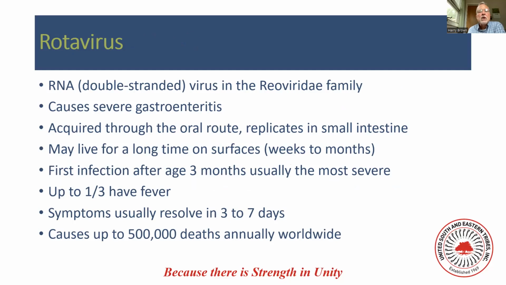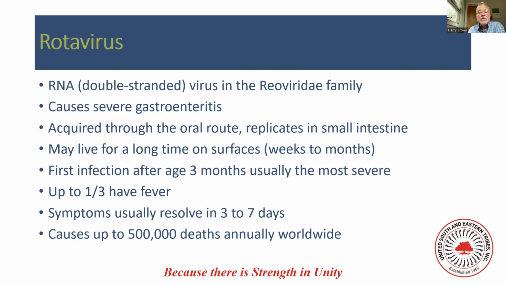Almost finished. Rotavirus, another RNA virus. You get it through the fecal oral route. Replicates in the small intestine, and in little kids, it can cause a really severe diarrhea. This is a very hardy virus. It can last for a long time on surfaces. If you get your first infection after you're 3 months old, your maternal immunity has waned and it can be pretty severe, can last up to a week.